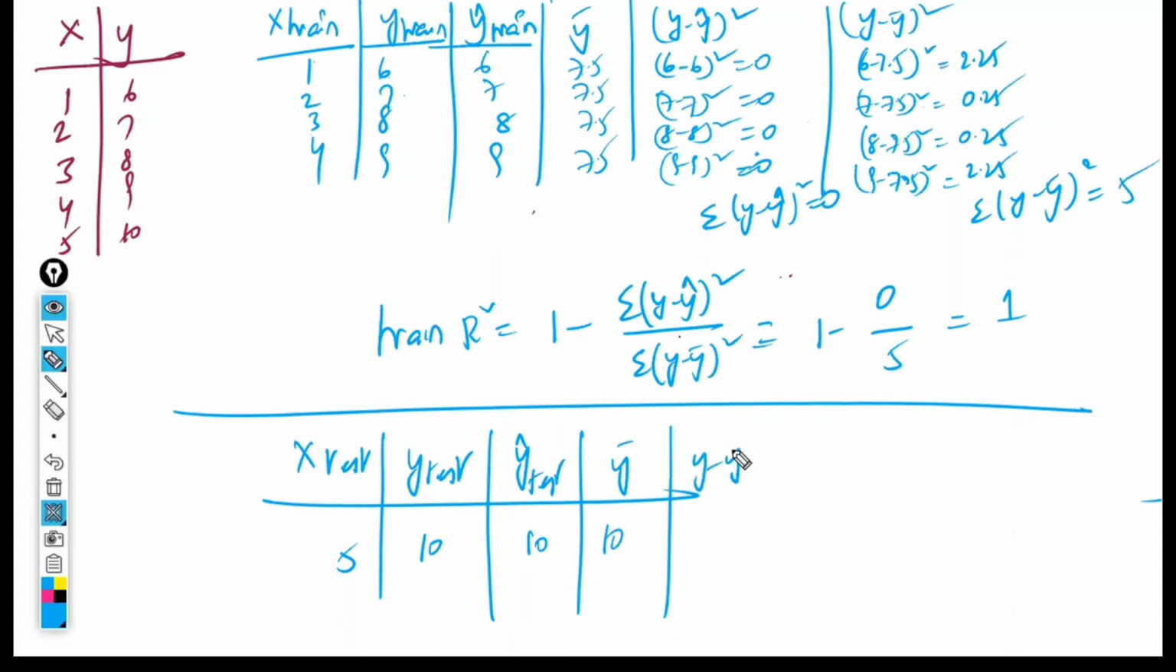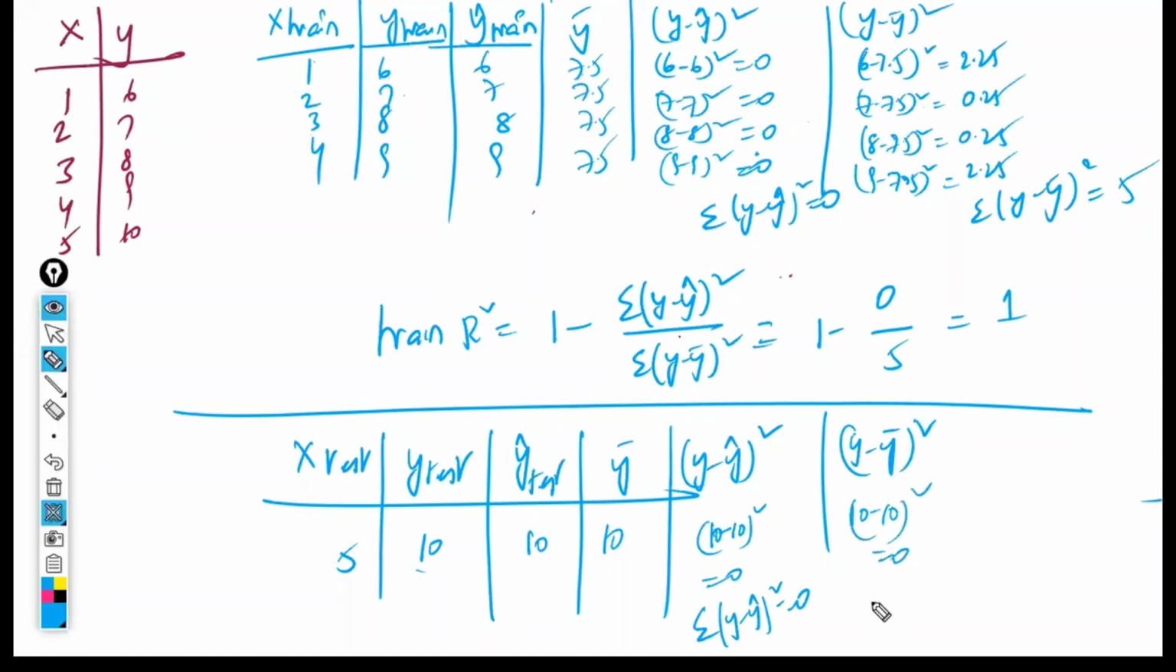Now, Y minus Y hat whole square, that is 10 minus 10 whole square, which is nothing but 0. The sum of Y minus Y hat whole square is also 0. Similarly, Y minus Y bar whole square, that is 10 minus 10 whole square, which is again 0. The sum of Y minus Y bar whole square is nothing but 0. So there is no difference. Now, the test R square you are going to get is again with respect to 1. So now train R square is 1 and test R square is 1.